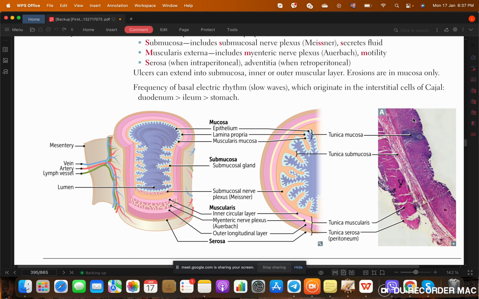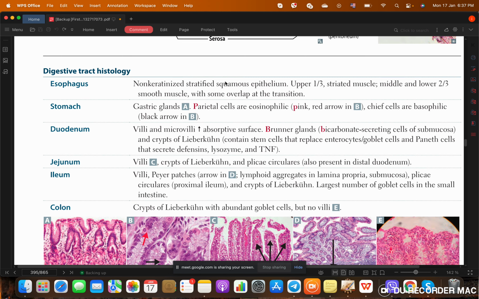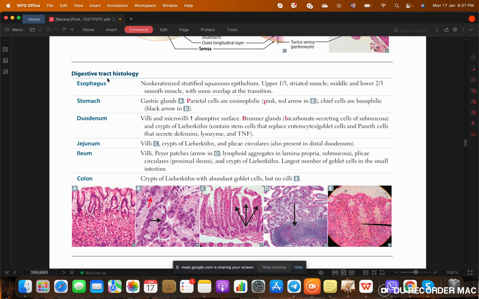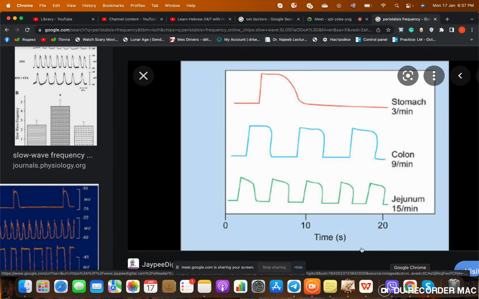Okay? These you need to master. If we speak about an ulcer versus an erosion, you need to know that erosion is mucosa only. An ulcer involves the submucosa.